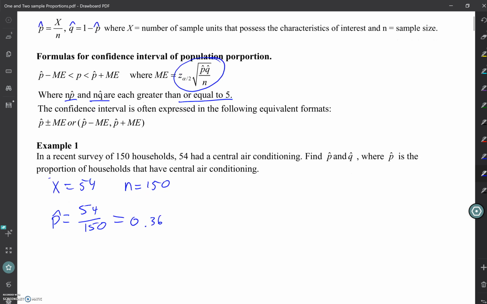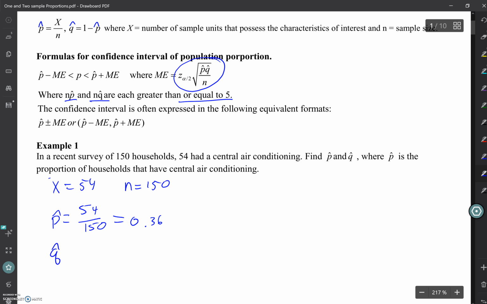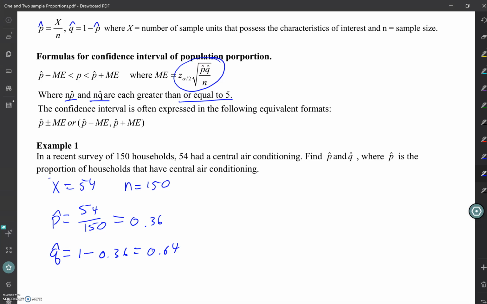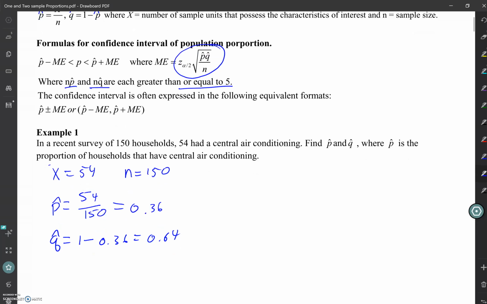What's the probability that they do not have central air conditioning, also known as your probability of a failure? We're going to call that Q hat. How do I find Q hat? 1 minus your P hat. So 0.64. So P hat and Q hat, just like in the binomial, should always be between 0 and 1. There's some decimal that's in between 0 and 1. If it's a percent, 0 and 100%. Questions on that?